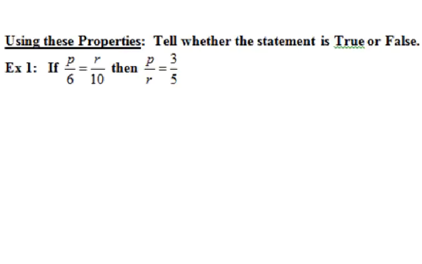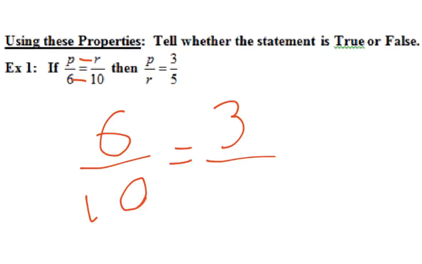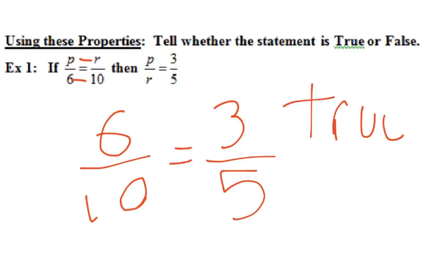In example 1, if P to 6 equals R to 10, then P to R equals 3 to 5. Well, I'm going P to R, my two top numbers, and set them equal to my two bottom numbers. Well, 6 to 10 reduces. 6 and 10 can both be divided by 2. 6 divided by 2 is 3, and 10 divided by 2 is 5. So that is true. Okay?